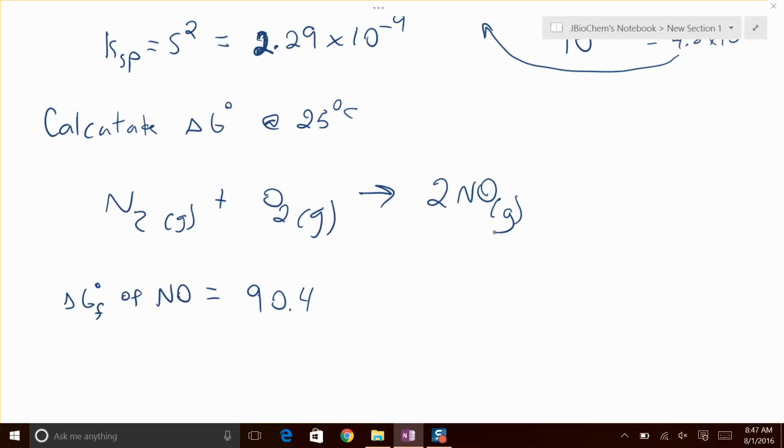This should be a pretty easy one. Products minus reactants. Let me ask you this: what is the delta G of formation for those reactants? Zero. Why? Because they're in their elemental state. That's right. So whenever they're in their elemental state, it's 0. The delta G of NO is 90.4.